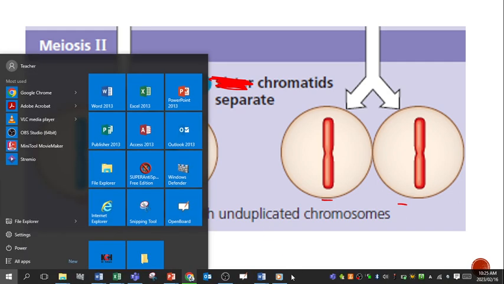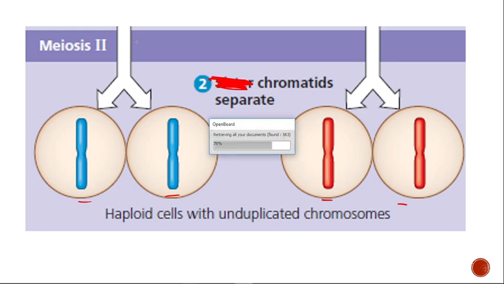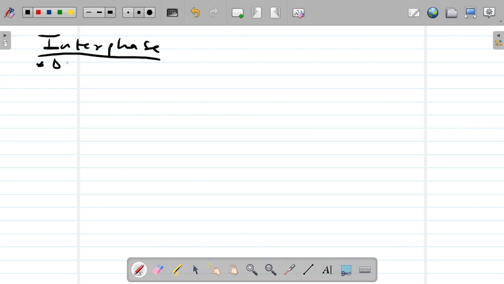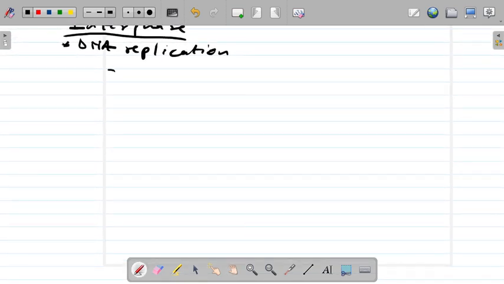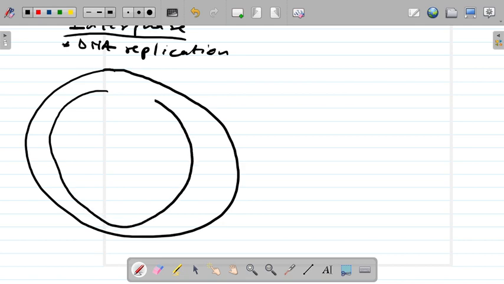So with meiosis, I like to draw. Let's start with interphase. During interphase of meiosis, the main thing that happens is what? DNA replication. Obviously, your DNA will be in the form of a chromatin network. It won't be the typical chromosome. But in this case, I just want to draw it as a chromosome so that you understand what I'm talking about.